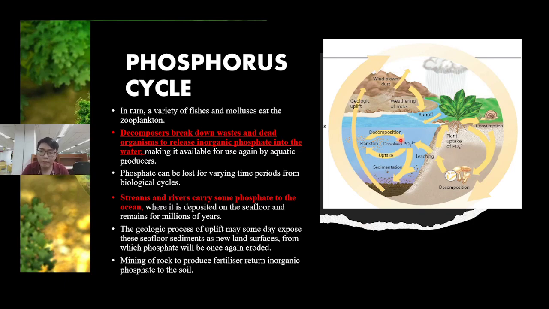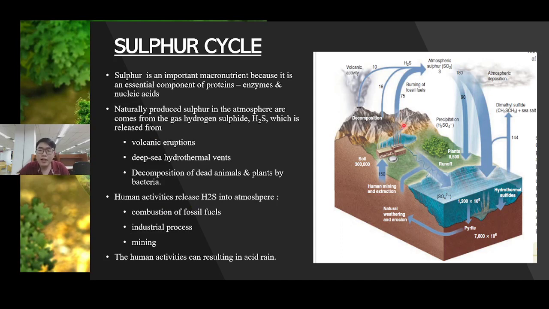Okay. The last cycle is the sulfur cycle. So the sulfur cycle exists in gas state, solid state, and liquid state. All states, same as the carbon cycle. Okay, sulfur is an important macronutrient because it is an essential component of protein, enzymes, and nucleic acids. Yeah, it is an essential component for many things. Proteins, enzymes, and nucleic acids need sulfur.